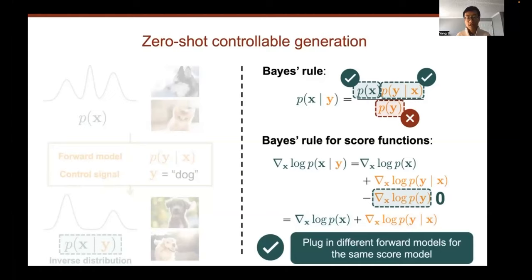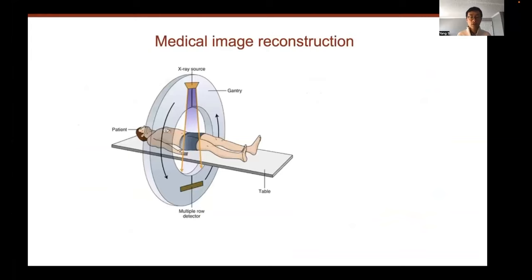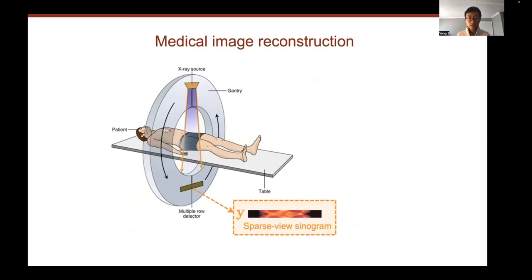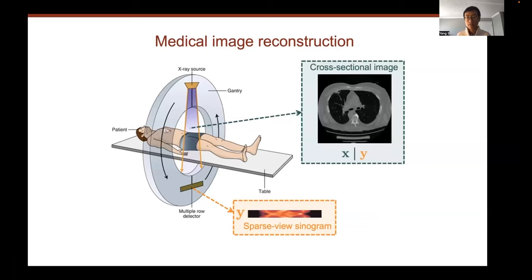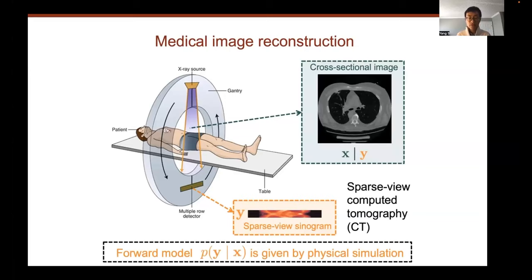And one very relevant example of this approach is that we can apply diffusion models for medical image reconstruction. Here is the example of CT. We have observations called sinograms. We want to invert the X-ray projection procedure to find medical images that are consistent with our sinograms. This task is called sparse-view computed tomography. This is a conditional image generation task. Here, the forward model can be given by physical simulation, by physical knowledge.